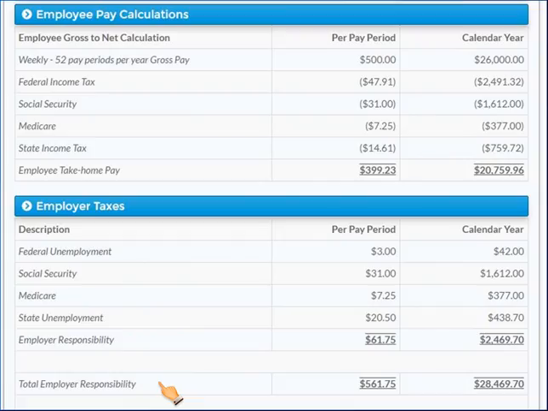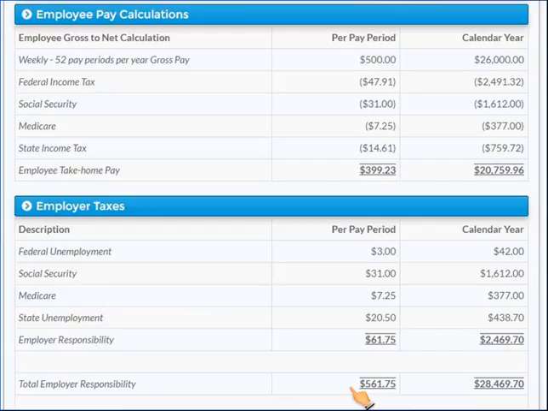In this example, your employee will have about $100 taken out of their taxes, so their take-home pay would be about $400 a week. In addition, your tax responsibility is about $62 a week, meaning your total responsibility is about $562 per week. You may be eligible for the Child and Dependent Care tax credits when you file your taxes. That will help reduce your tax responsibility.